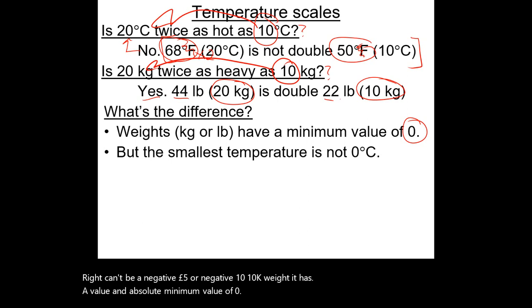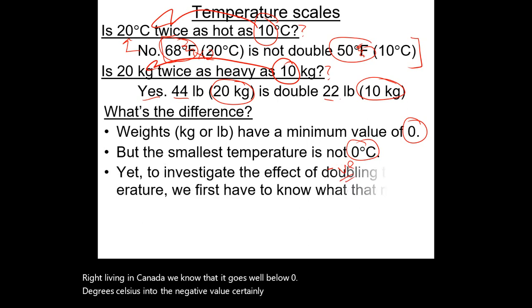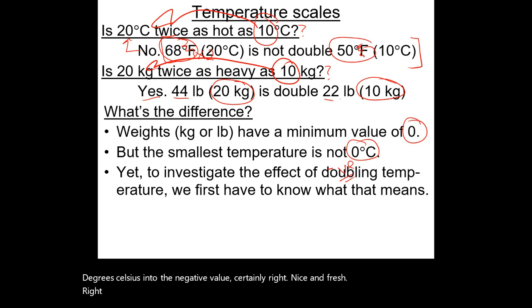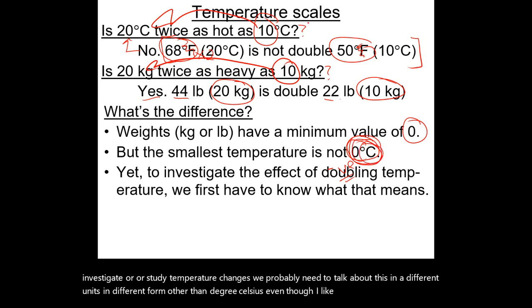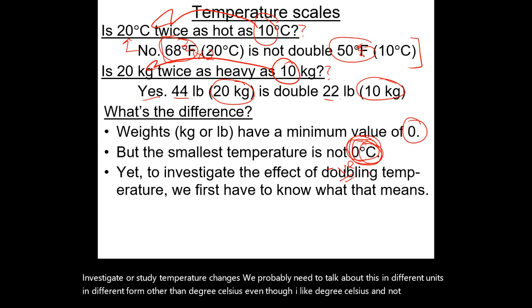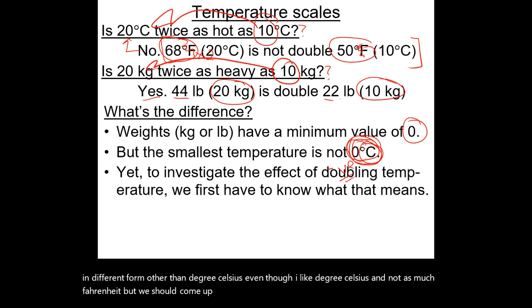But temperature in Celsius does not, right? Living in Canada, we know that it goes well below 0 degrees Celsius into the negative values, certainly, right? Nice and fresh. Right, so if we're going to investigate or study temperature changes, we probably need to talk about this in a different unit, or a different form other than degrees Celsius, even though I like degrees Celsius and not as much Fahrenheit, but we should at least consider some absolute value 0.